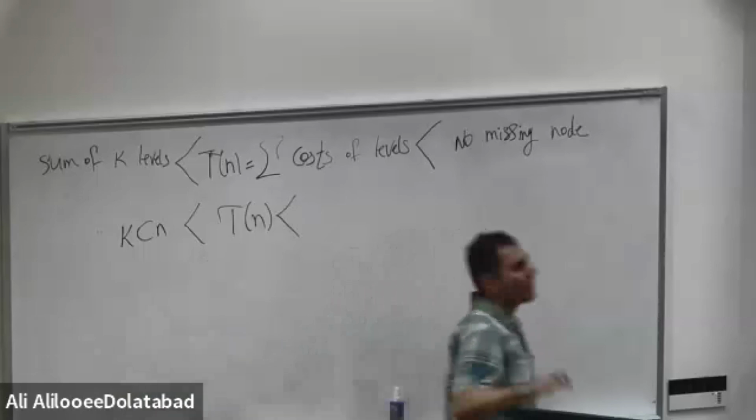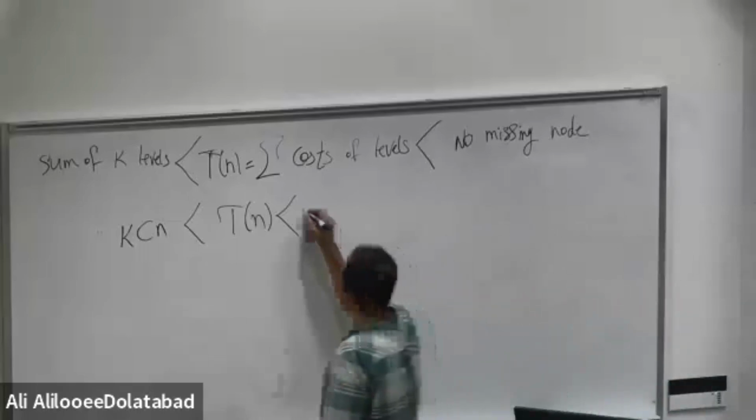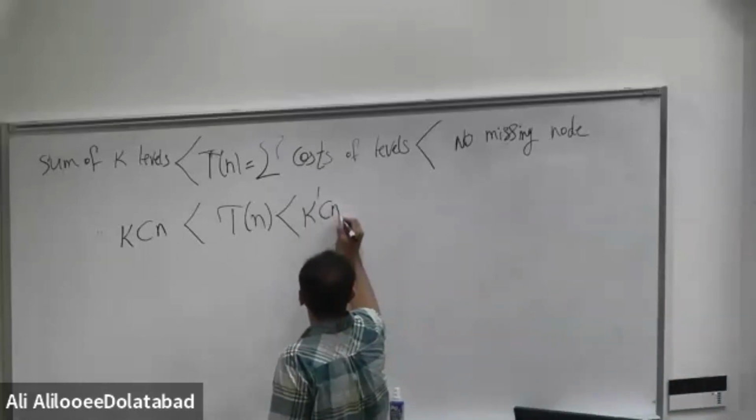And when you have no missing nodes, it means that the tree is full. When the tree is full, it means that you have k prime levels and every level has cost Cn. Then you can say you have Tn less than k prime Cn.